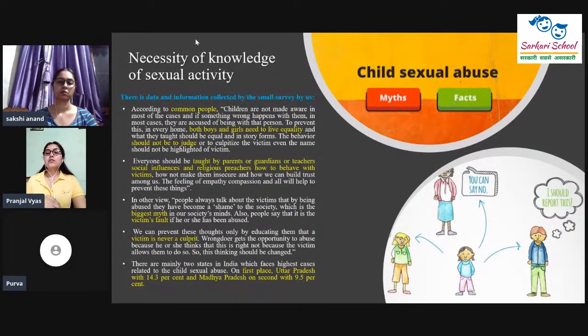Next, we came across some myths. Here we have this stigma in our society that people always talk about the victim, that by being abused they have become a shame to the society, which is the biggest myth in a society. It can only be prevented by educating them that the victim is never a culprit. It is the wrongdoer who gets the opportunity to abuse because he or she thinks it is his or her right, not because the victim allows them to do so. So this thinking can be changed only by educating them about the same.